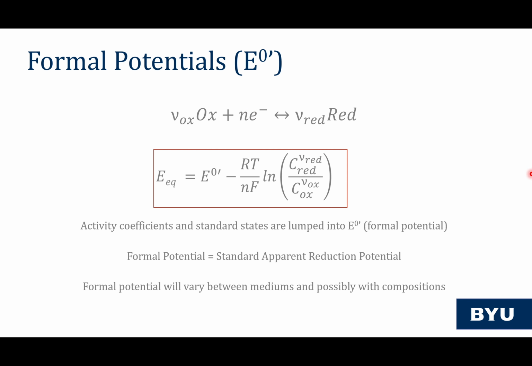So let's talk about formal potentials. Essentially, the difference between a formal potential and a standard potential is that we've lumped together the activity coefficients of the species into the formal potential. So we've gone from using activity inside of our natural log to using concentrations inside of our natural log.